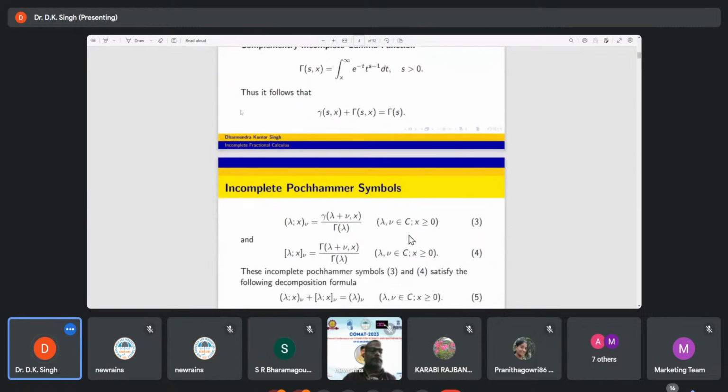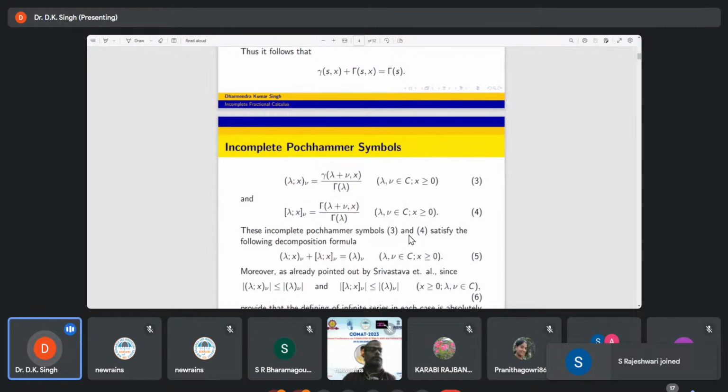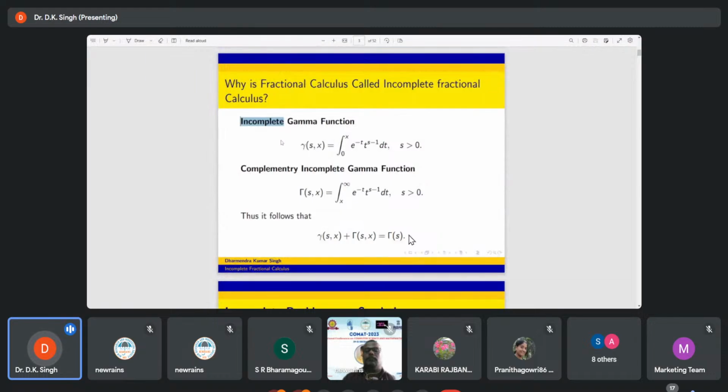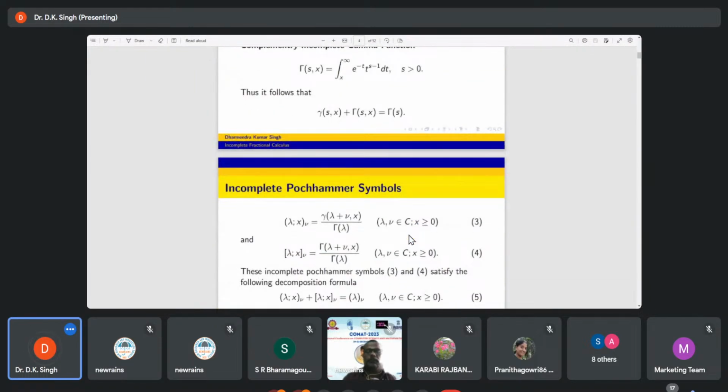So now we are coming to the incomplete Pochhammer symbol. What is the incomplete Pochhammer symbol? The incomplete Pochhammer symbol is constructed with the help of these two functions, the incomplete gamma function and the complementary incomplete gamma function. So if you look here, this is the incomplete Pochhammer symbol form. So these are two different notations.